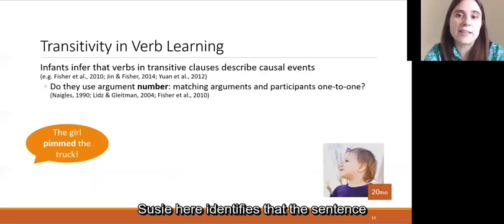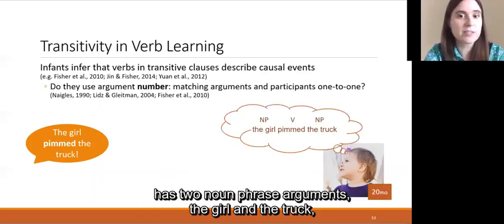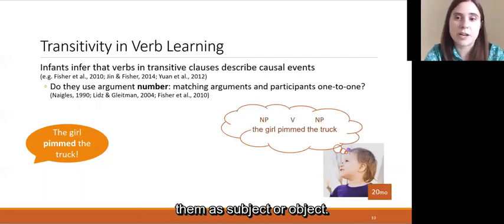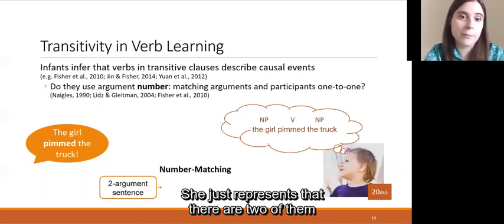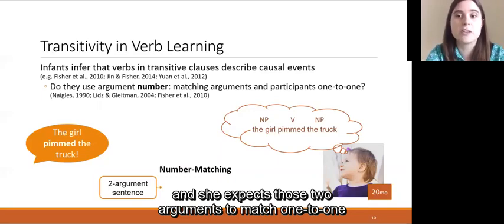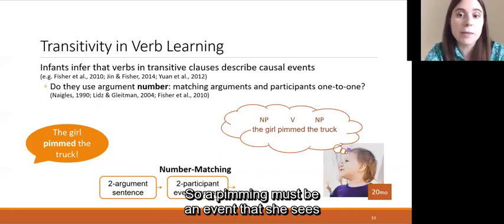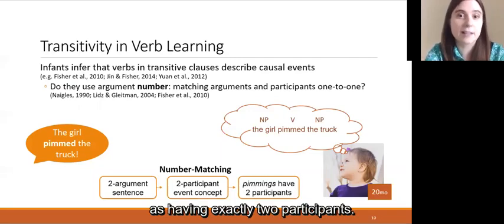Susie here identifies that the sentence has two noun phrase arguments, the girl and the truck, but at this age, she doesn't differentiate them as subject or object. She just represents that there are two of them, and she expects those two arguments to match one-to-one to the participants that she perceives in an event. So a pimming must be an event that she sees as having exactly two participants.